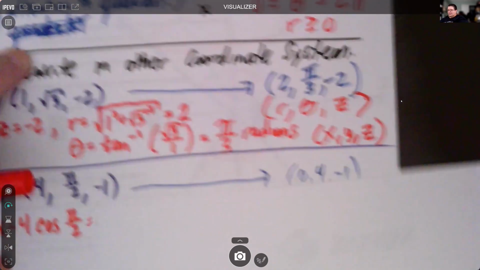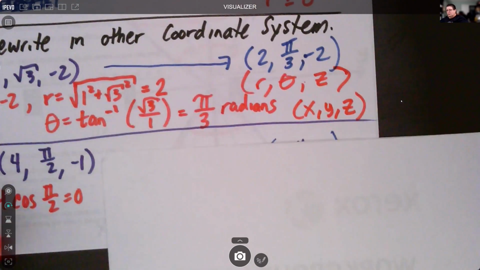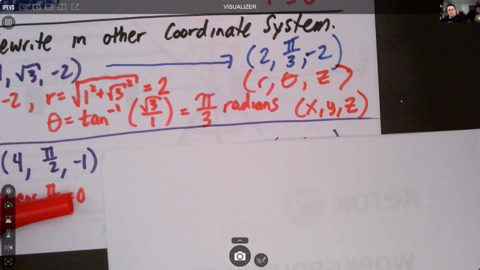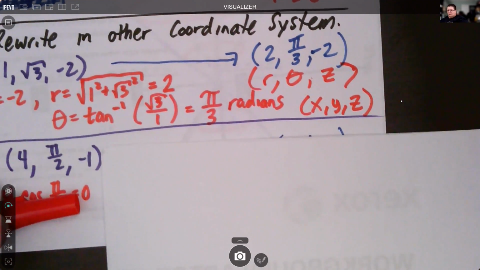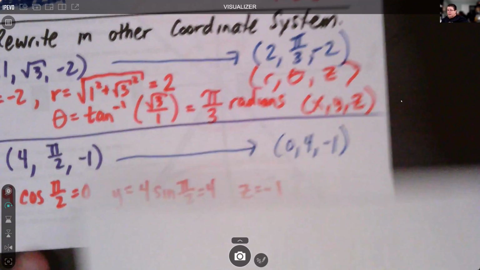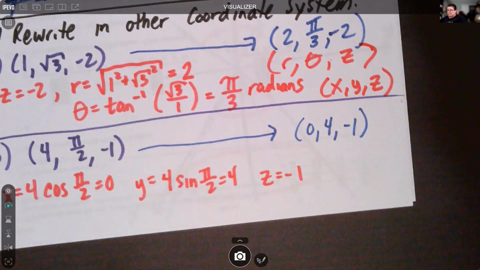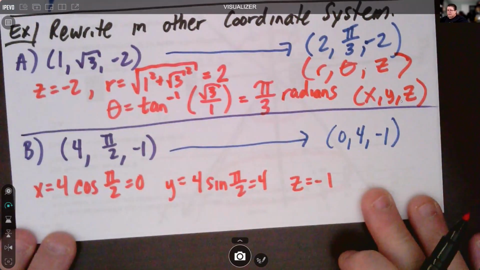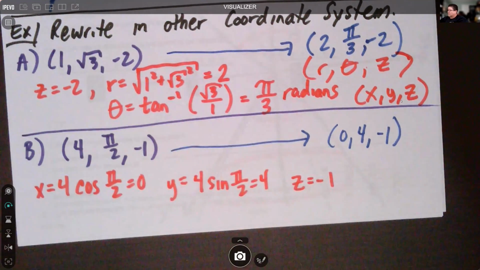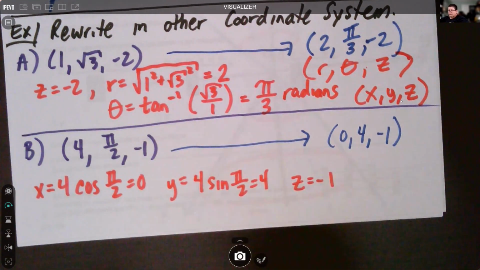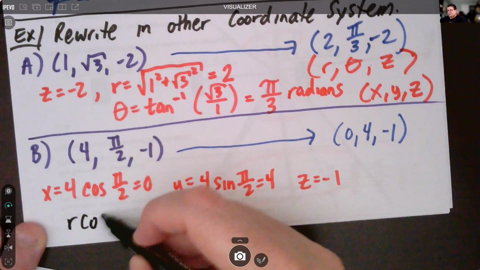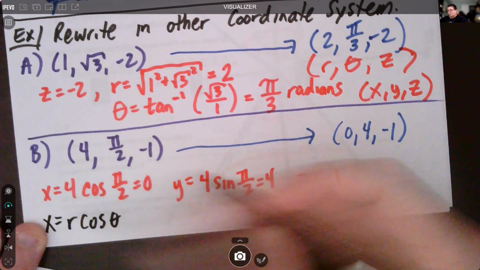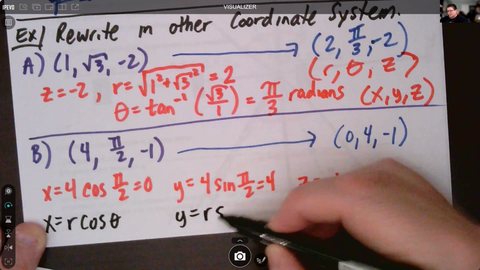Let's look at going the other direction. Let's start with the point (4, pi over 2, -1). This will be our cylindrical coordinate system. And if I do x equals r cosine theta, and y equals r sine theta, that's where I'm getting those.